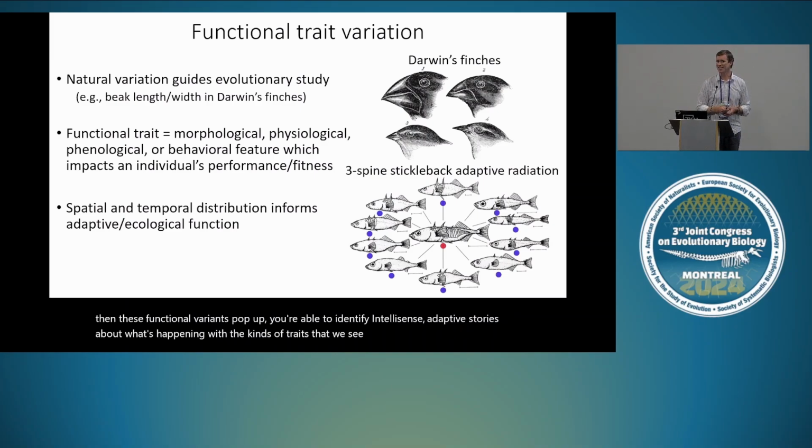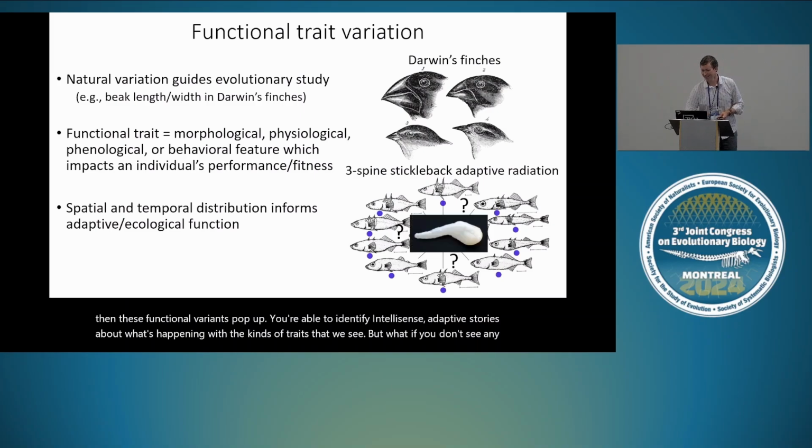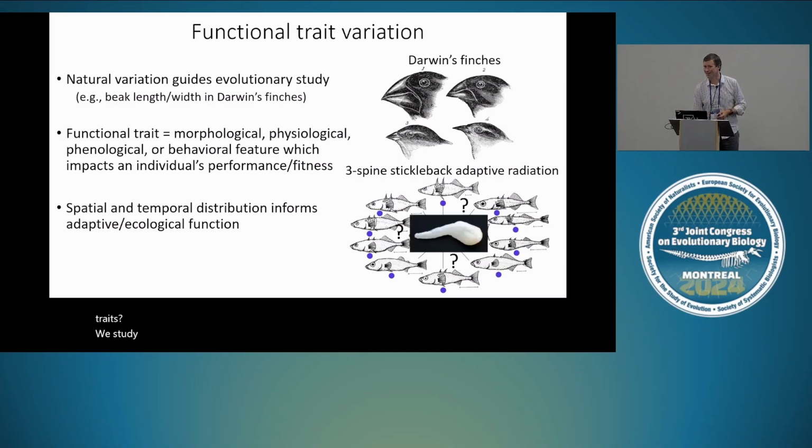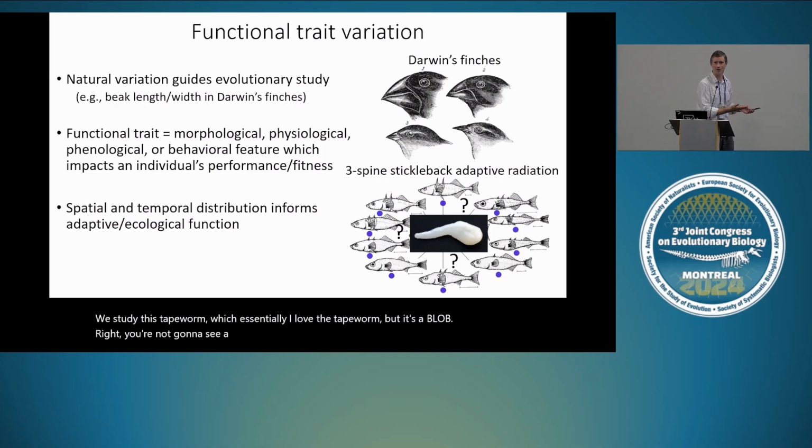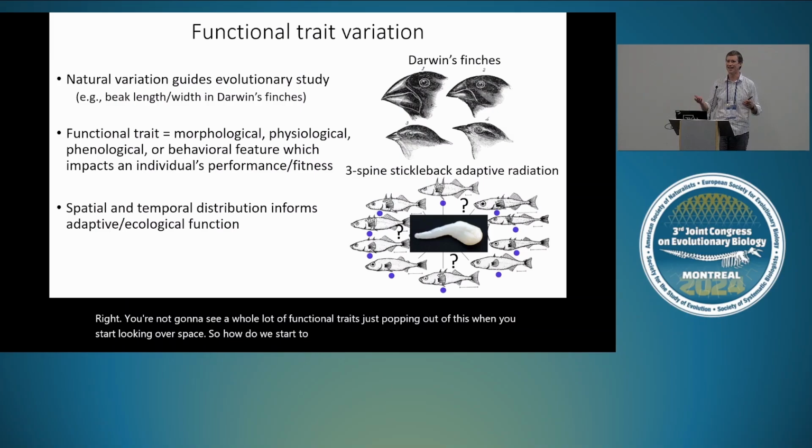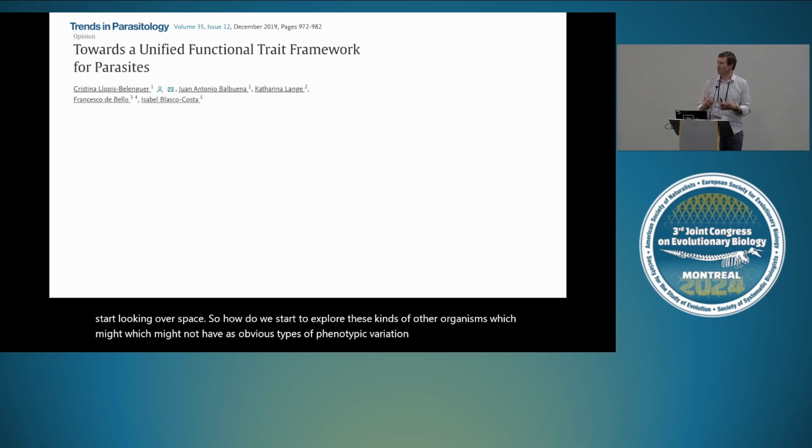But what if you don't see any traits? We study this tapeworm, which essentially, I love the tapeworm, but it's a blob, right? You're not going to see a whole lot of functional traits just popping out of this when you start looking over space. So how do we start to explore these kinds of other organisms which might not have as obvious types of phenotypic variation? And I'm not the first person to ask this question.